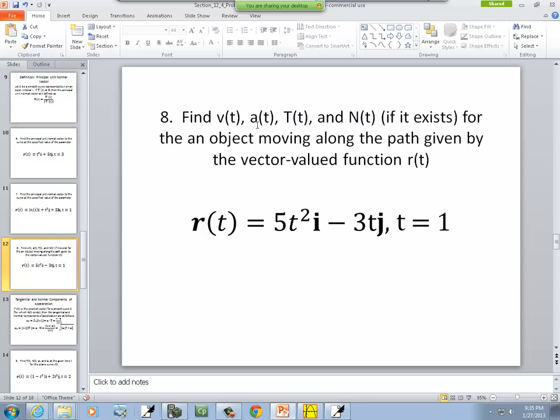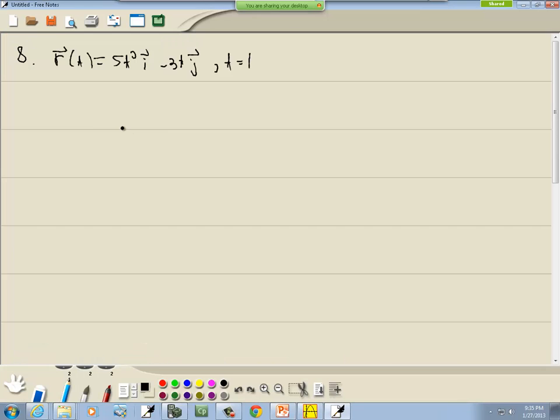Okay. Well, we know our velocity, which is the first thing they're asking for, is r prime, which we're going to need anyway for T. So derivative of 5t squared is 10t i minus 3 j. So take derivative of each component. And that's one of the things they're asking for right there. Oops, I guess I shouldn't have circled yet, because they want us to plug in the number, I think. Let me see.